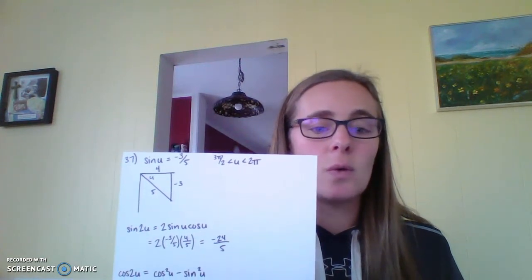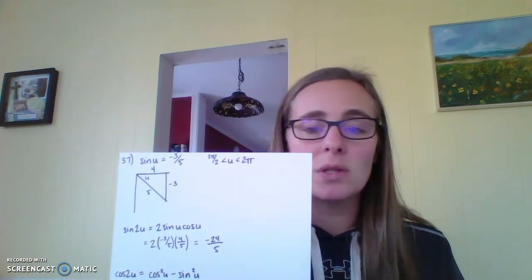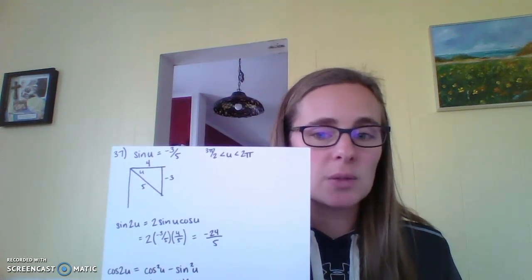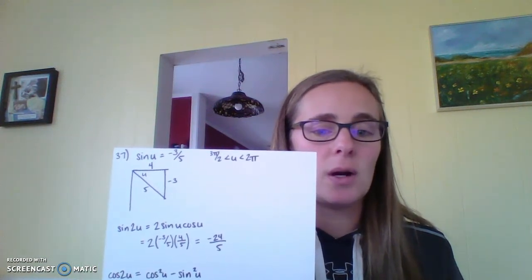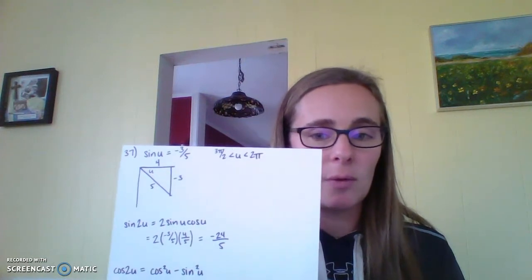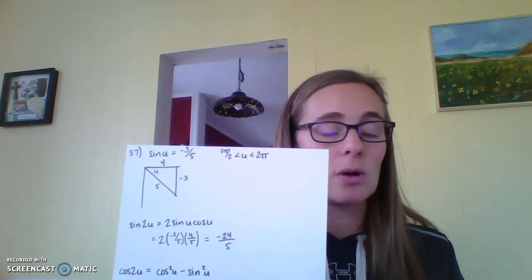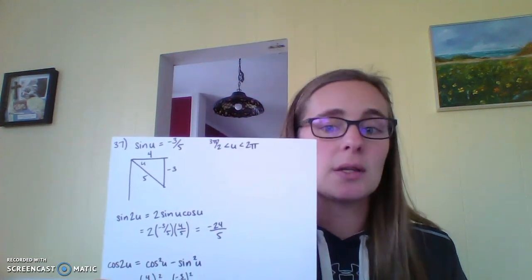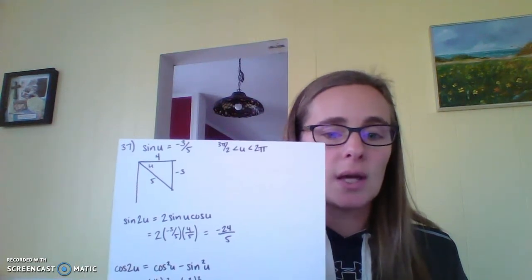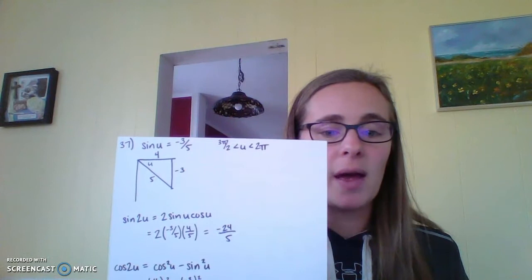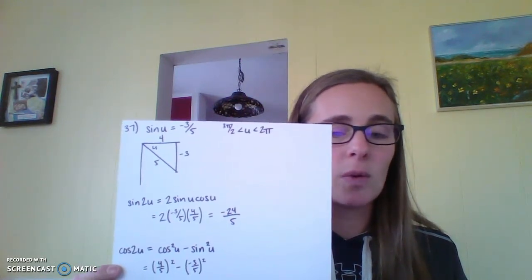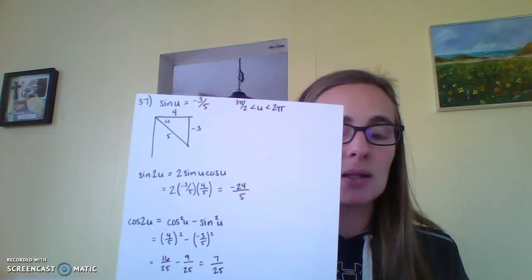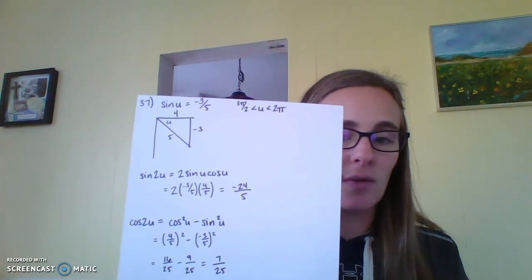Next, for cosine of 2u, we talked about in another video that we've got three options for double angle formulas. You can pick the one that you like best for this particular problem. I like cosine squared u minus sine squared u, but you can pick a different one, and you should end up with the same answer. It's just plugging and chugging. Cosine of u, we've already seen, is 4 over 5, so we square that, minus sine of u, which is -3 over 5, squared. Then we end up with 16 over 25 minus 9 over 25, and we have 7 over 25.